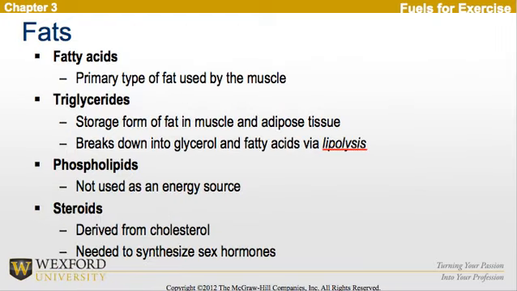Now, moving on to fats as a fuel for exercise, we have fatty acids, which are the primary type of fat used by the muscle. There are triglycerides, which is the storage form of fat in the muscle and adipose tissue. Triglycerides are broken down into glycerol and fatty acids via lipolysis. Phospholipids are actually not used as an energy source. And what might pertain to exercise is that steroids are derived from cholesterol and they're needed to synthesize sex hormones.